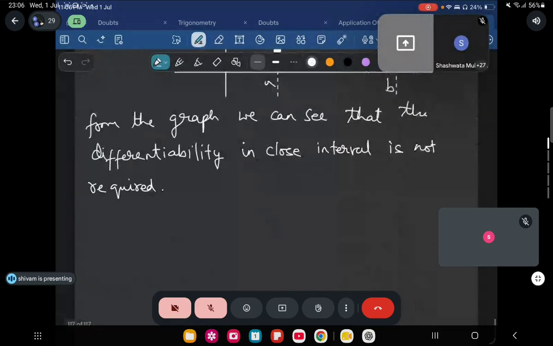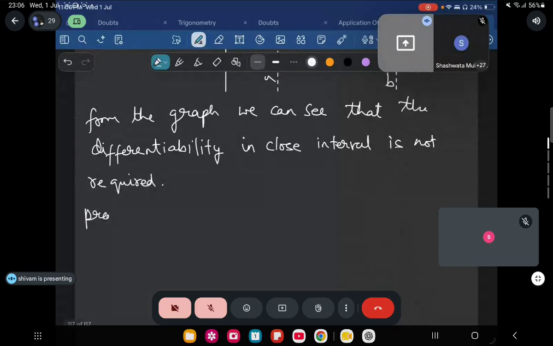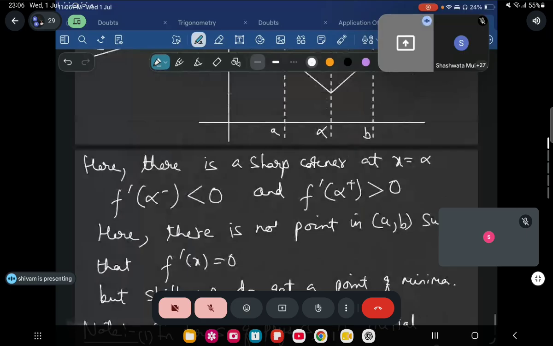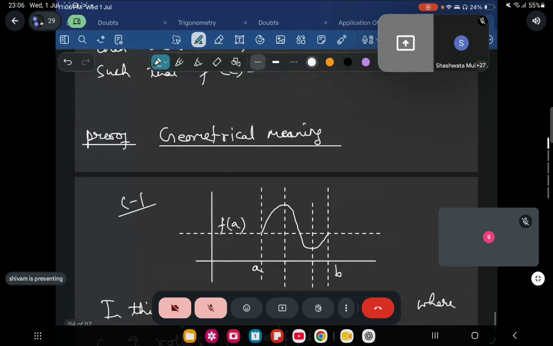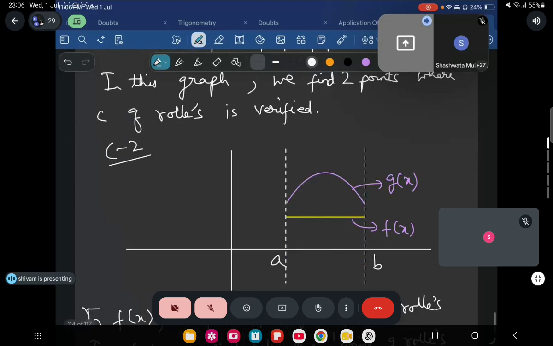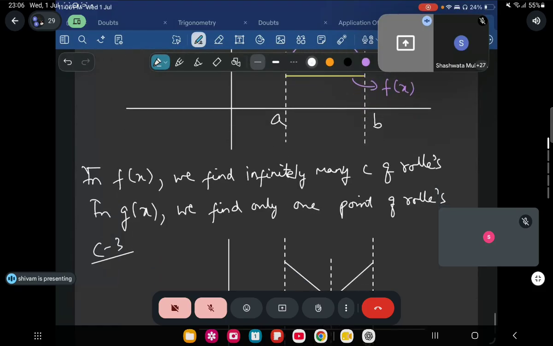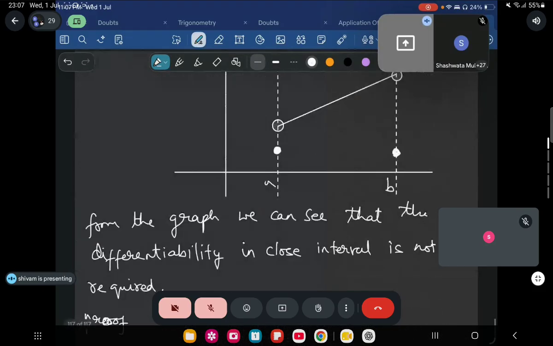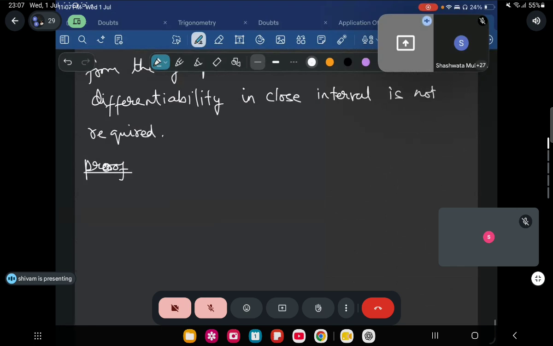Okay. So should I prove Rolle's theorem? Tell me, everyone. People have seen proof of Rolle's theorem. Okay, let us see the proof. Already I have given you the geometrical proof. Geometrically, I have showed you that however you draw the graph, as long as it is continuous and differentiable, you will get at least one c of Rolle's. Okay, let us prove it algebraically.